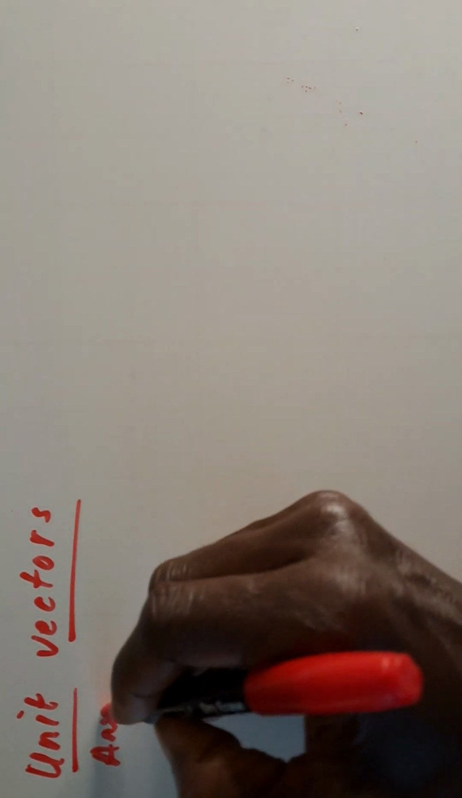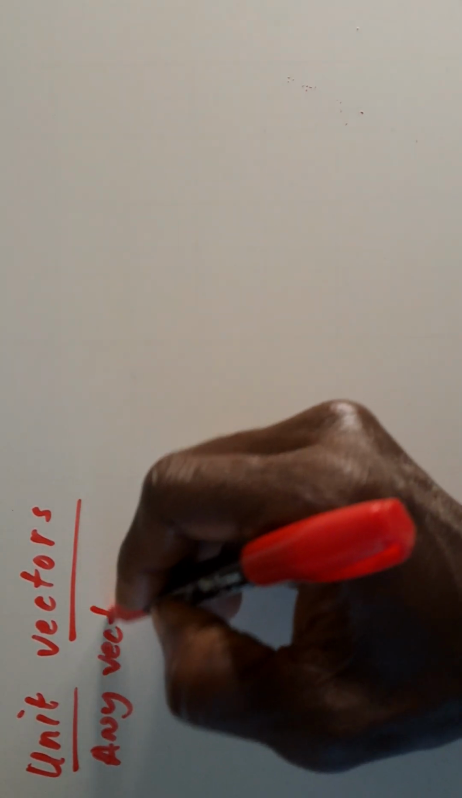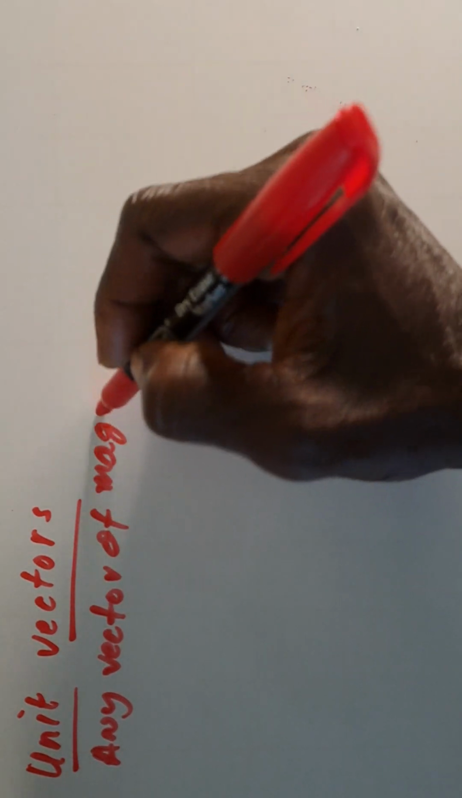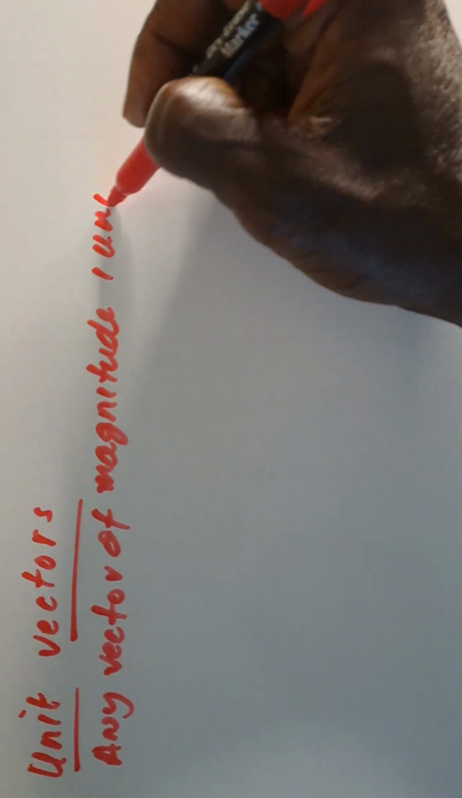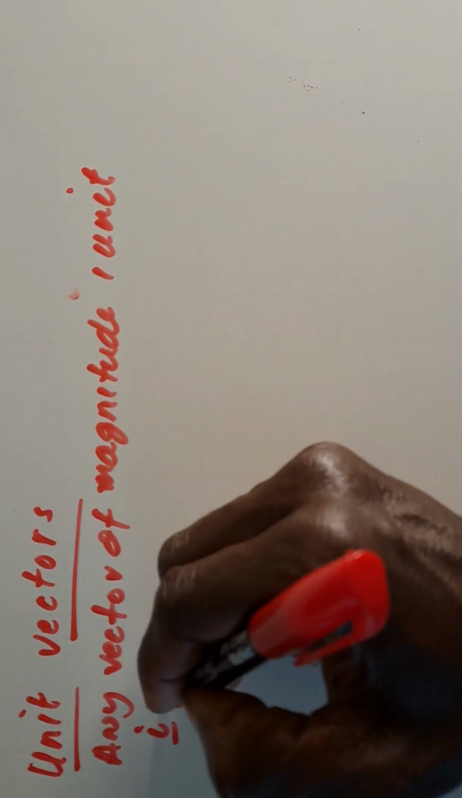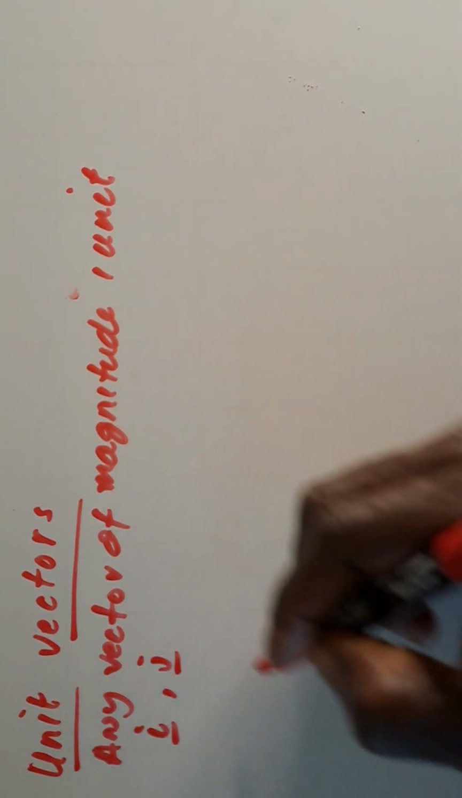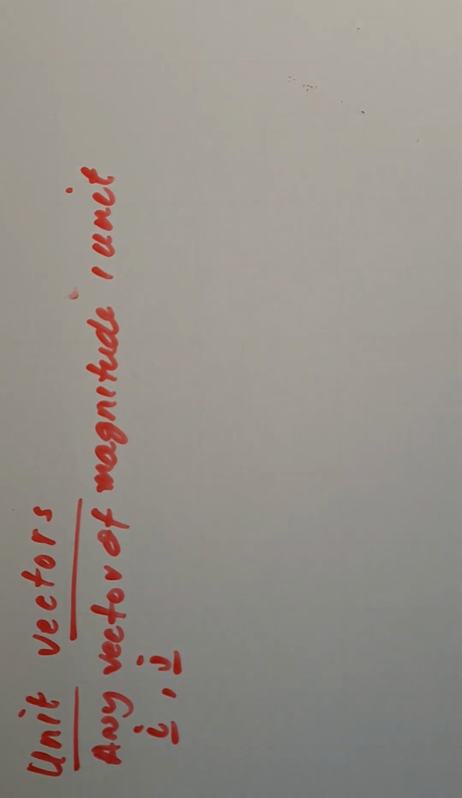Any vector of magnitude 1 unit is called a unit vector. Examples: the i and j unit vectors. See details of both of these vectors in my previous videos.